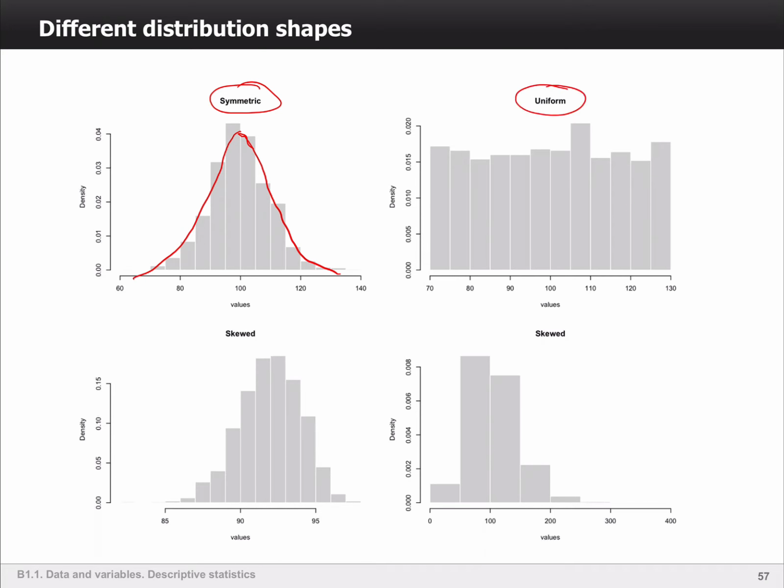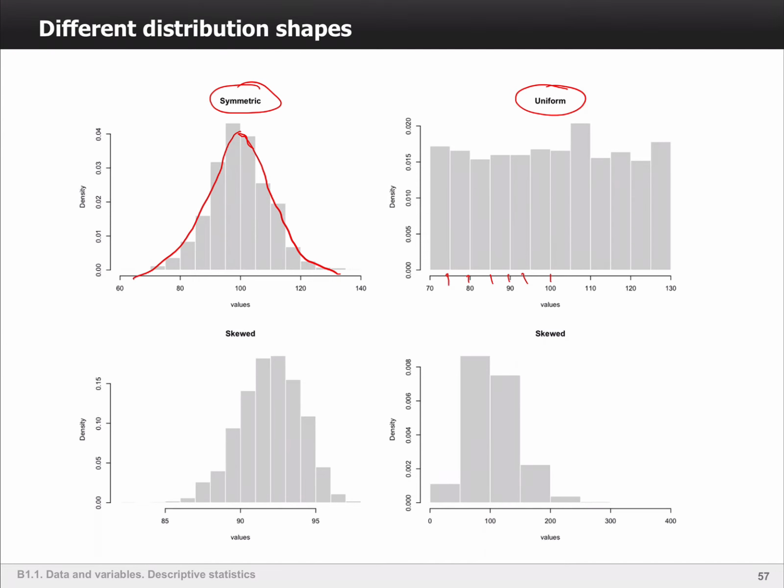This distribution is called uniform. It's a very interesting distribution because in this case, every bin has the same number of values. Okay, so it's uniformly distributed. The values are uniformly distributed. Sometimes it's called even distribution, so evenly distributed in the whole interval.